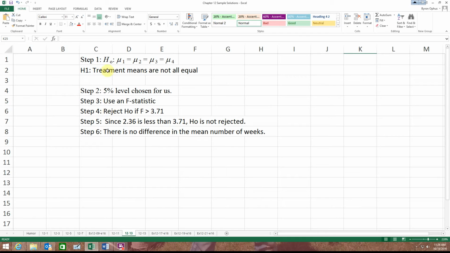And so I'm going to reject my null hypothesis if my calculated F value, which is given to me, okay, is greater than 3.71. But since my calculated value is 2.36, it's less than the 3.71. H0 is not rejected, and so I state my answer then basically is that there's no difference in the mean number of weeks.